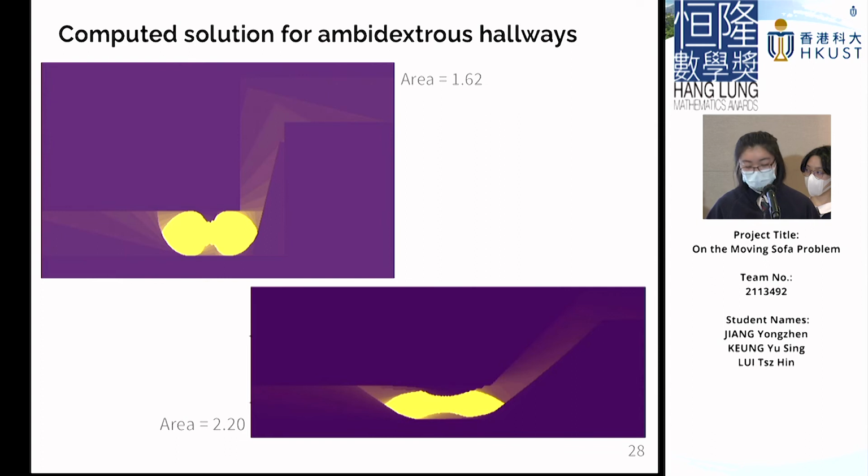And finally, we have our ambidextrous hallways, which are hallways with 2 turns instead of 1. So we have 2 90-degree curves at the top and 2 135-degree turns at the bottom. So for the 90-degree one, our area is 1.62, and for the bottom one, our area is 2.20.